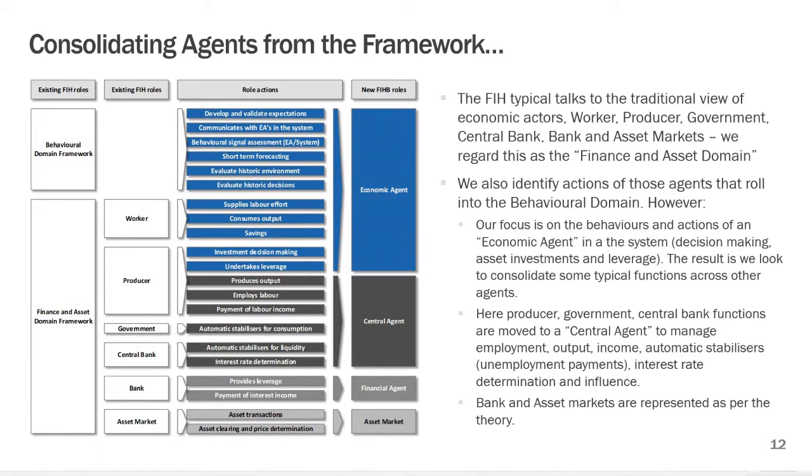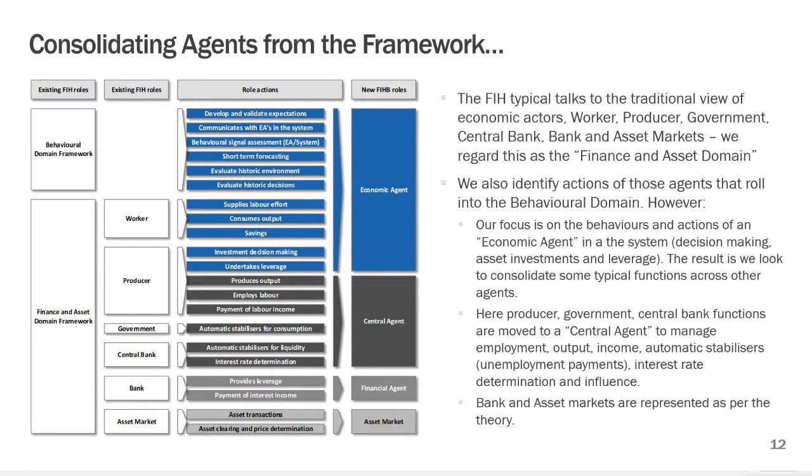It consumes, it makes decisions, savings, investment, it reacts. The central agent looks at the things that we typically think of as a producer, does employing of labour, pays unemployment benefits and things like that, does automatic stabilizers in the economy, derives interest rates as well.